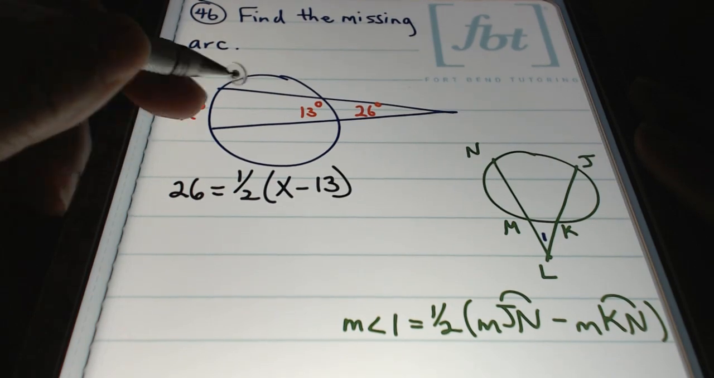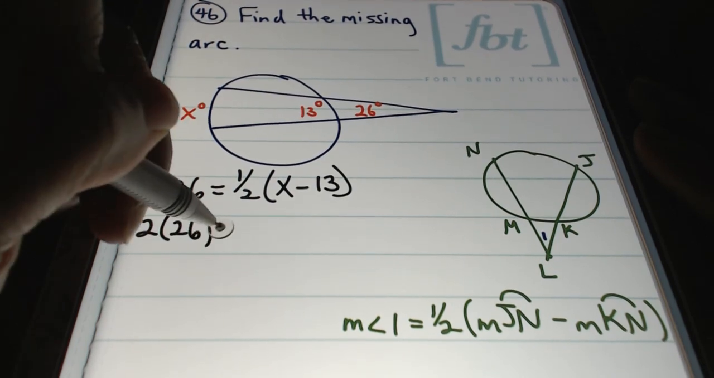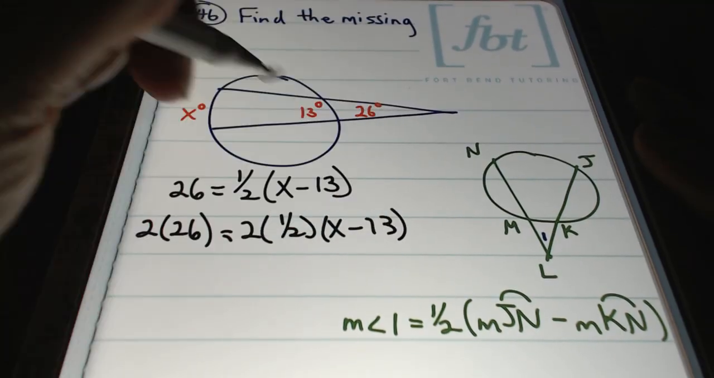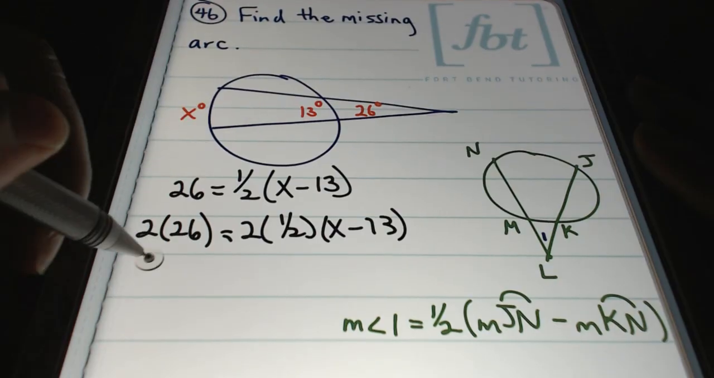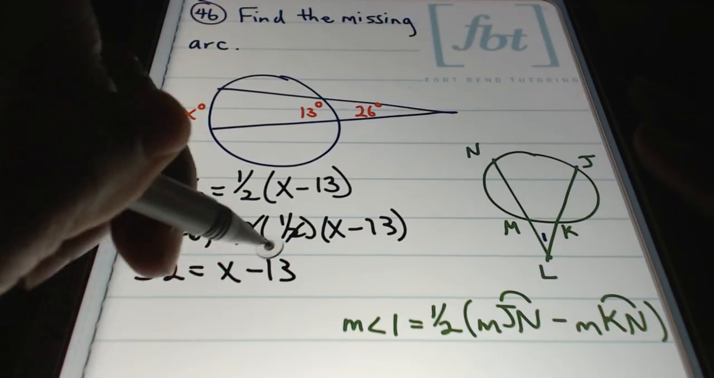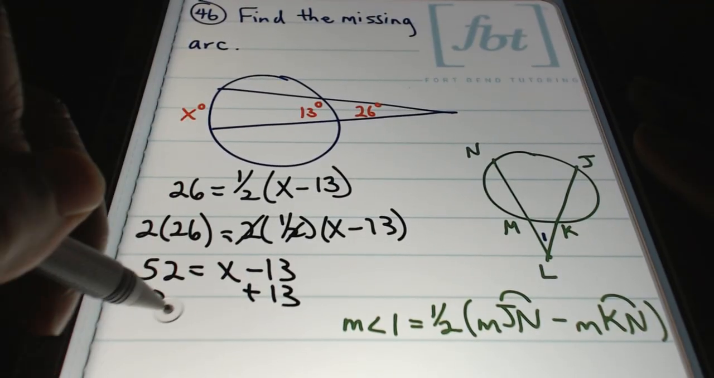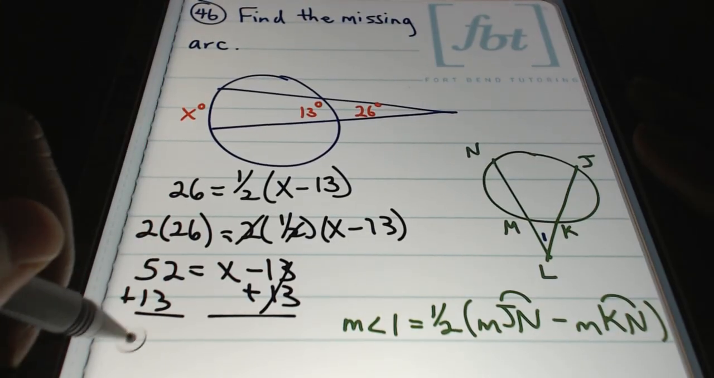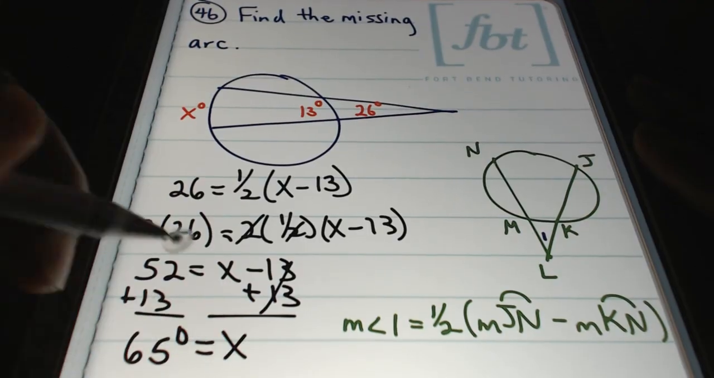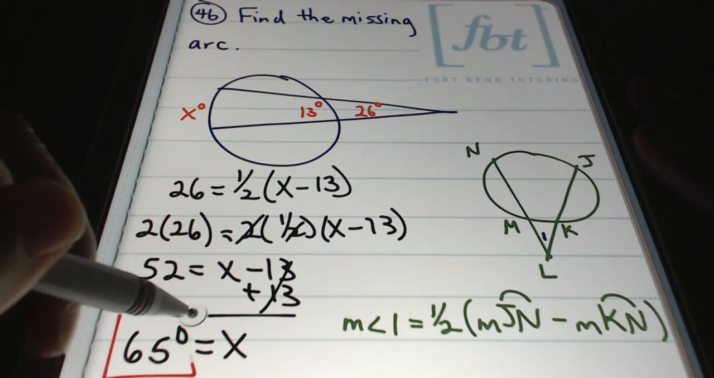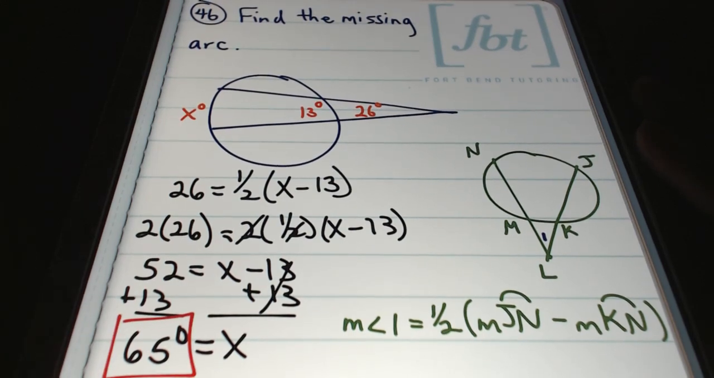Then let's go ahead and multiply both sides by 2. This time I'll show it, guys, because I neglected to show it the last time I used a problem similar to this. I want to show it to you this time. So 2 times 26 is going to give us 52. This equals, the 2's cancel out to bring down that x minus 13. We will then add 13 to both sides of the equal sign from here, guys. And we'll figure out that 52 plus 13 gives us 65 degrees as our value of x. This is the value of the missing arc. And we will red box it. Red boxing it. All right.